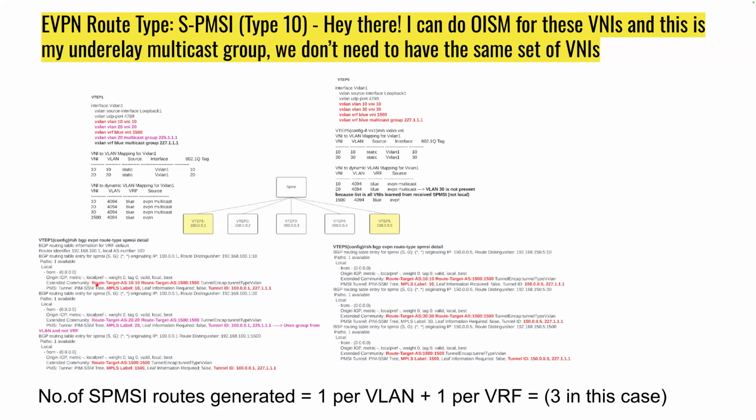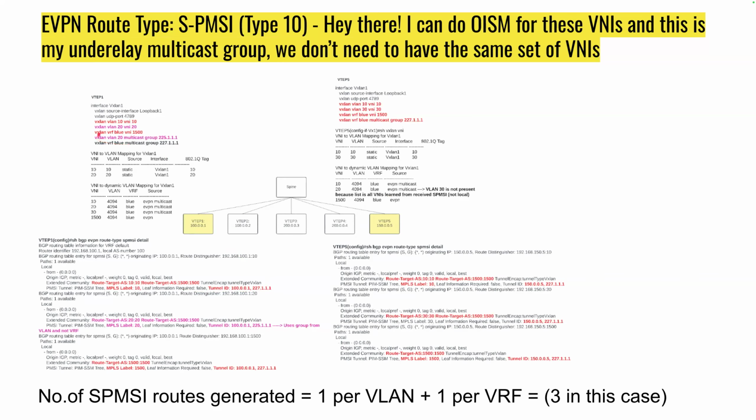So we will include two route targets. One would be the L2 route target, that is 10:10. The other one would be the L3 route target, which is of that VRF. And if you look at the tunnel ID, that would be 100.0.0.1, and the group would be 227.111, which is configured per VRF.